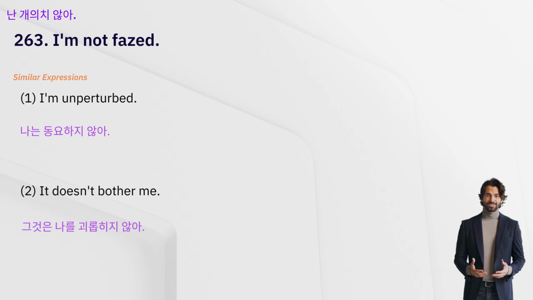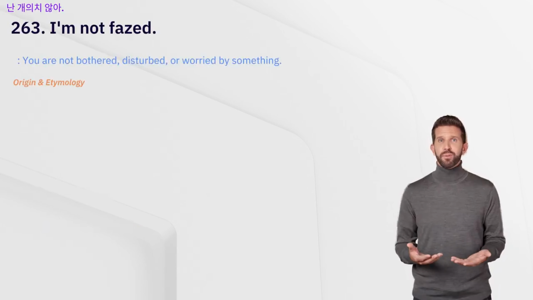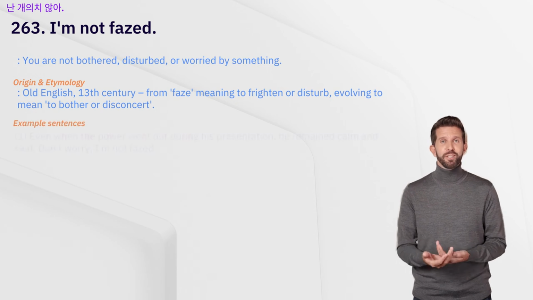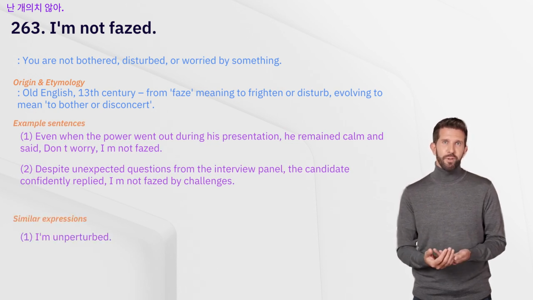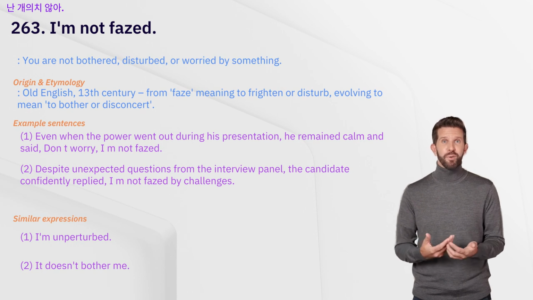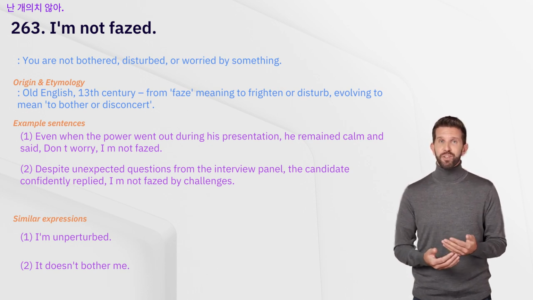I am not fazed strikes a good balance, expressing cool composure without being overly formal or blunt, often implying personal strength. In summary, I am not fazed is a great way to express that you are calm and unaffected by challenges or surprising events. Rooted in an old word for disturbing, it now signifies inner strength. Practice using it when you want to show your unwavering composure in any situation.